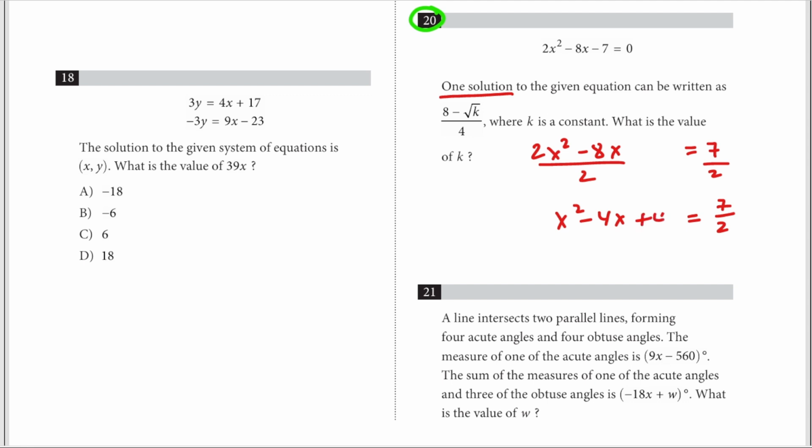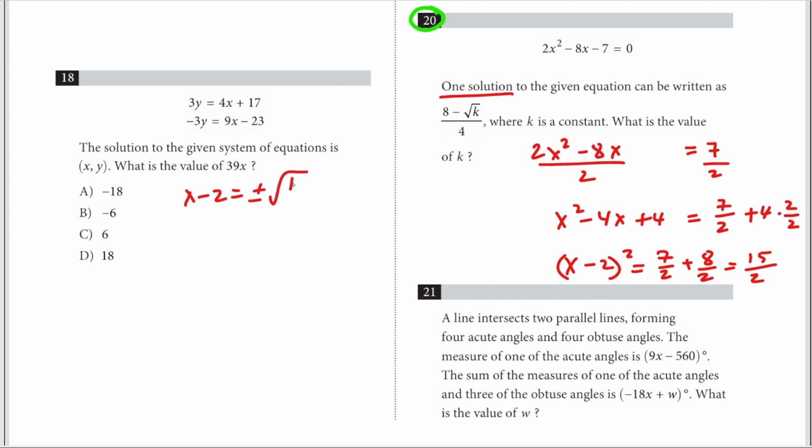Now add the 4, add the 4. Now we're ready to complete the square. Now for 4, we'll multiply this by 2 over 2. So we'll have x minus 2 squared is equal to 7 over 2 plus 8 over 2, which is equal to 15 over 2. Now in order for us to solve for x, we simply take the square root. So x minus 2 is equal to plus minus square root of 15 over 2, adding the 2, so x is equal to 2 plus minus square root of 15 over 2.